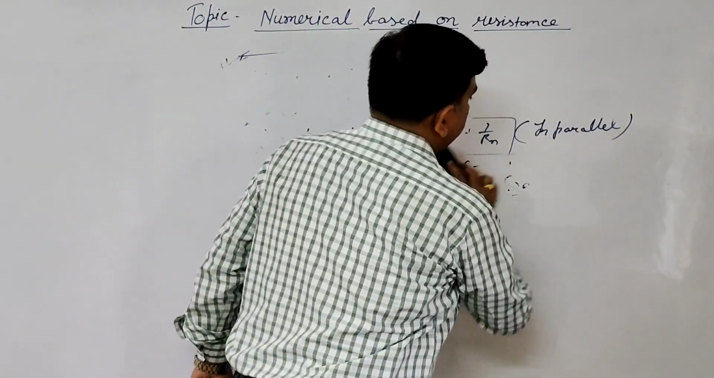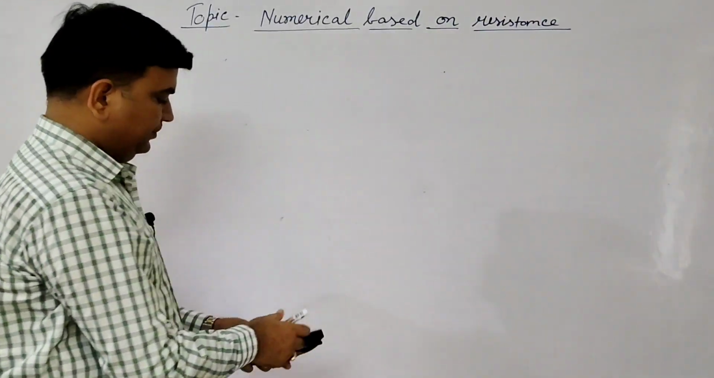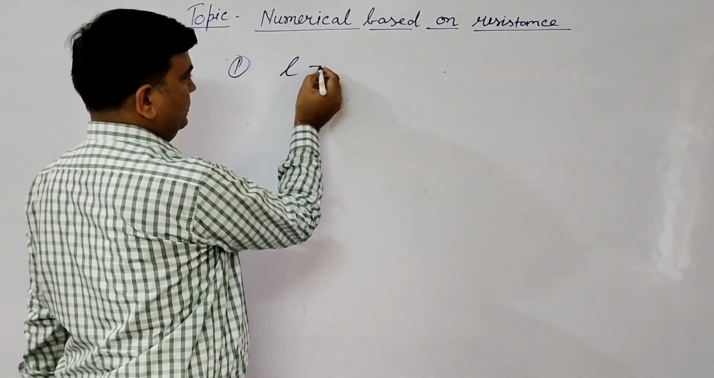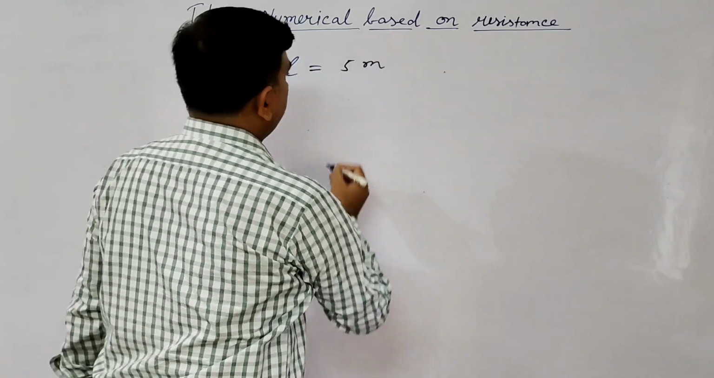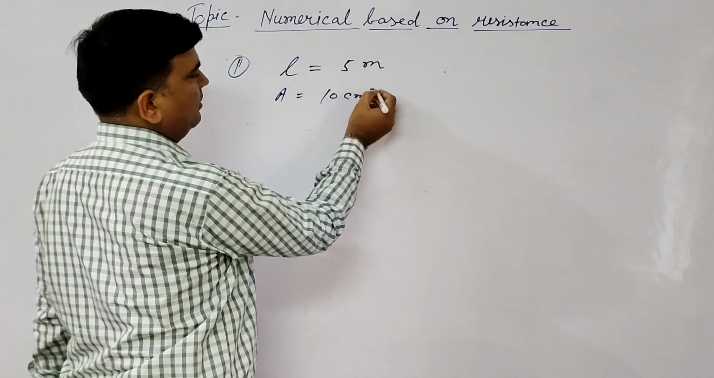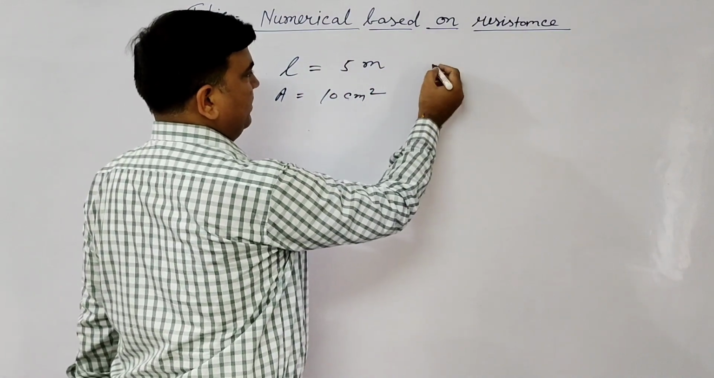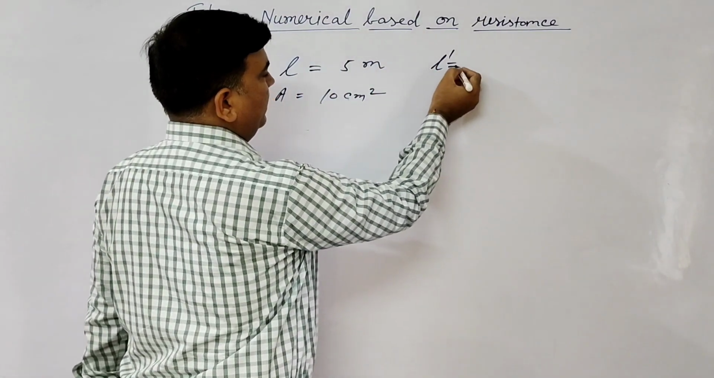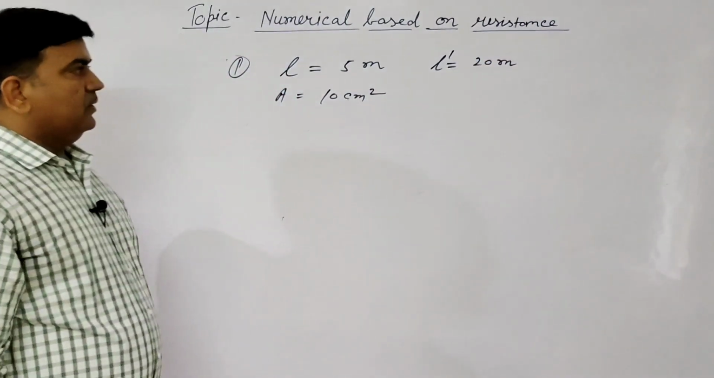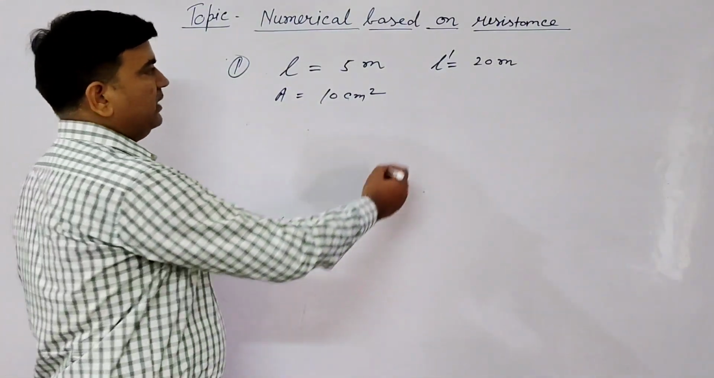Children, suppose one wire is given to you of length L equals 5 meter and the cross-section area of the wire is given as 10 centimeter square. If the wire is stretched in this way, then the length becomes 20 meter. Then find the resistance of this wire. How can we find the resistance?